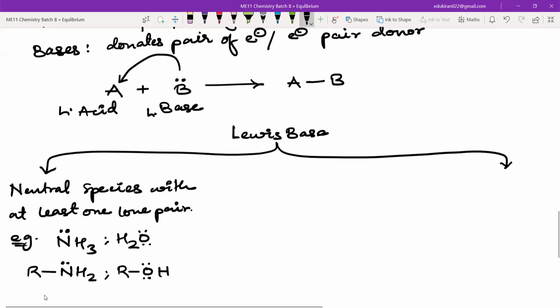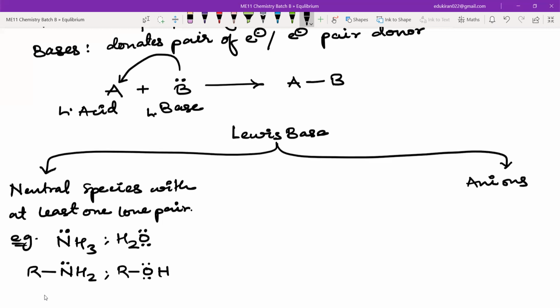Lewis dot structures come very handy. You have to know the structures and you have to know where the lone pair electrons are. Okay, so you will not be given the lone pair electrons shown very explicitly every time. The next items are negatively charged species, or you can say anions.